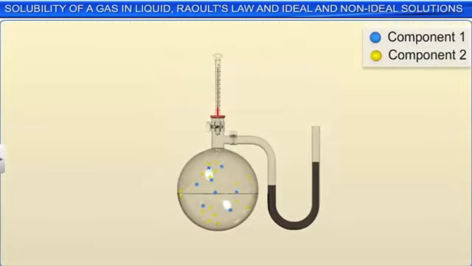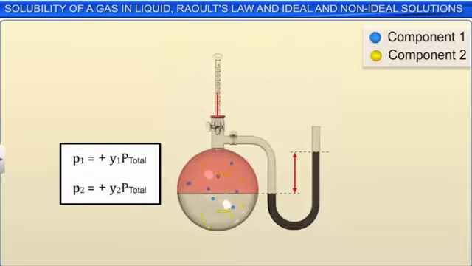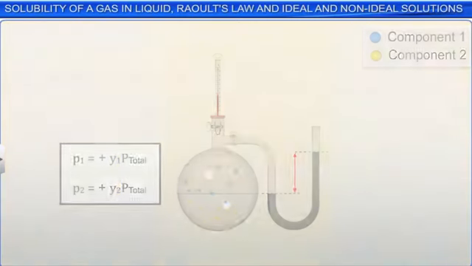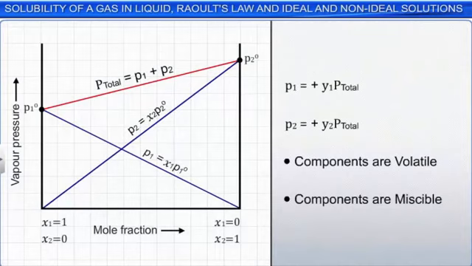Further, as the vapor phase is in equilibrium with the solution phase, the composition in the vapor phase can be determined by the partial pressures of the components by the equation P1 is equal to Y1 P total and P2 is equal to Y2 P total, where Y1 and Y2 are the mole fractions of components 1 and 2 respectively in the vapor phase. It is important to note that the above holds true only if the two components in the binary solution are volatile and are completely miscible with each other.